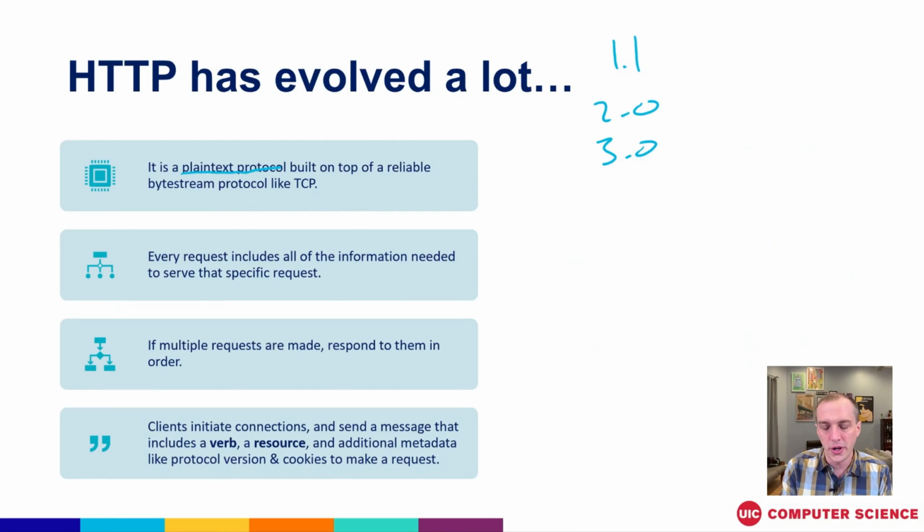So HTTP 2.0 removes that plain text protocol component and packs everything in a way that makes it much more efficient. And HTTP 3.0 actually builds it on top of a protocol called QUIC, which is an advance on top of TCP that still does reliable transport, but does it in both a more secure and more efficient way. So traditionally, every single one of these requests is going to include all the information needed to serve it.